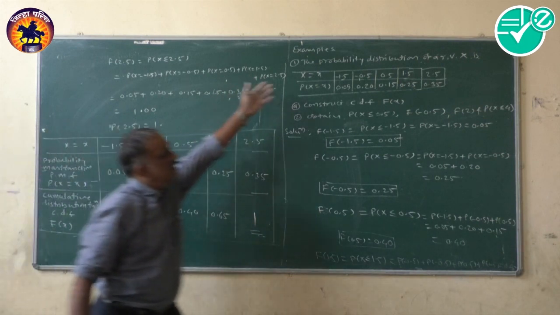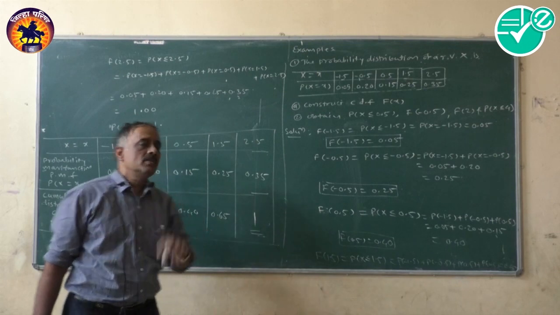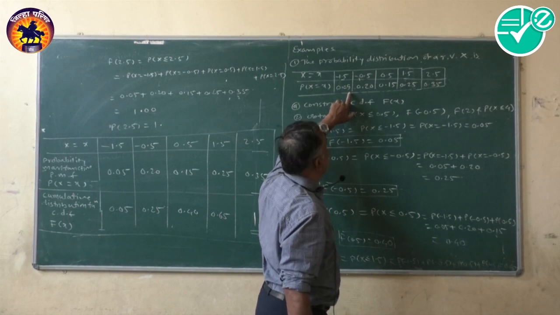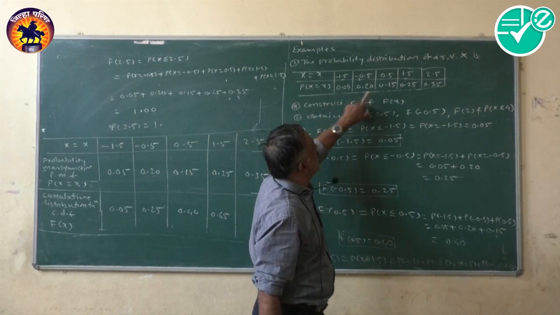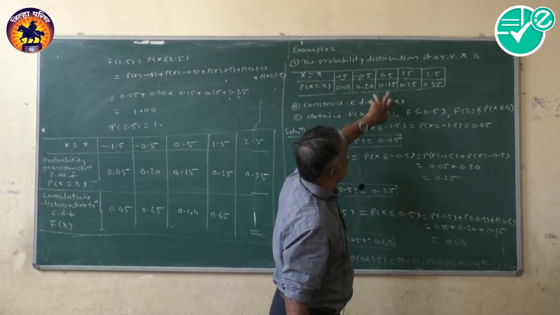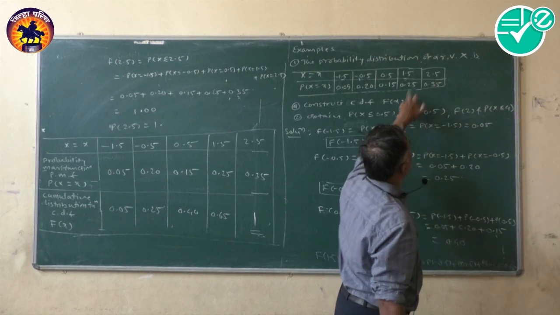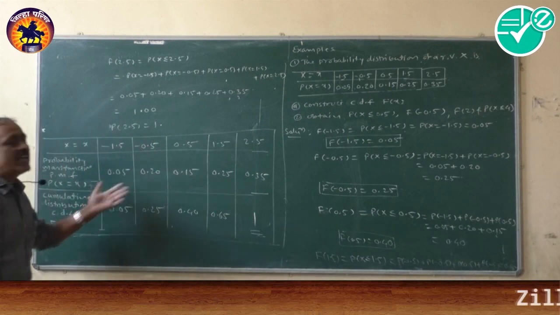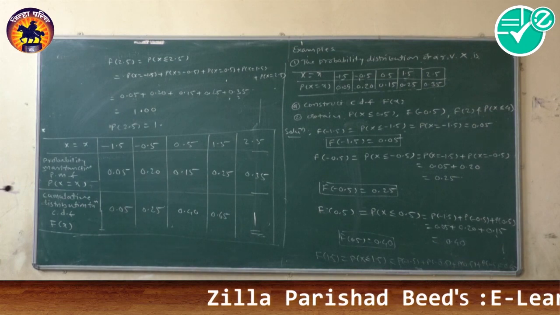You can see, instead of solving like this, if you want to write the cumulative distribution function in very short, you can write directly here in the table itself. Capital F of minus 1.5 will be 0.05. Then the addition of these two, 0.25. Then the addition of these three, 0.25 plus 0.15 will be 0.40. 0.40 plus 0.25 will be 0.65. 0.65 plus 0.35 will be 1. You may write it directly as well, but this is the actual way to solve the problem. Well, this is the cumulative distribution function.